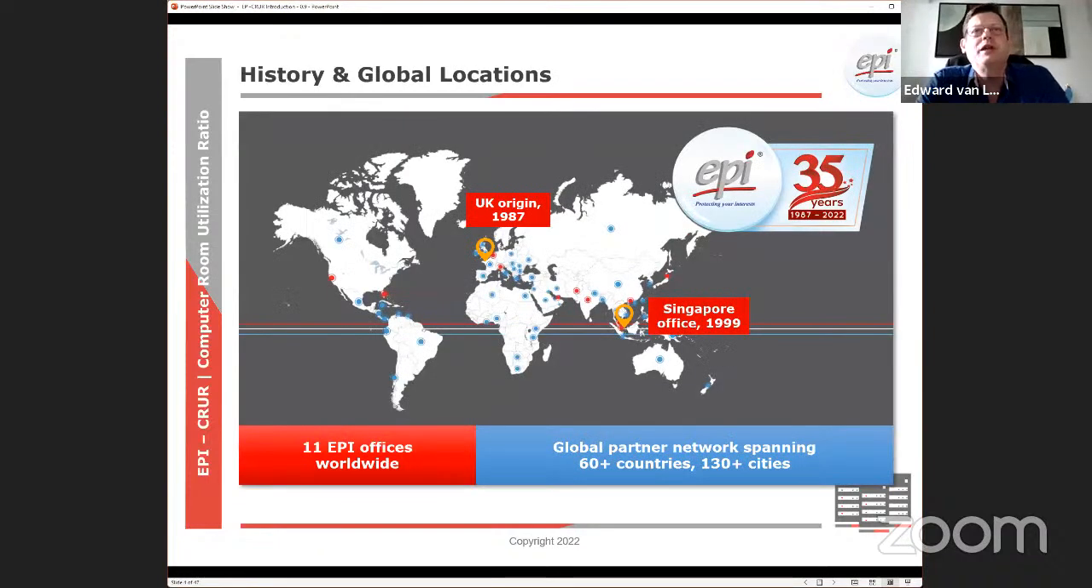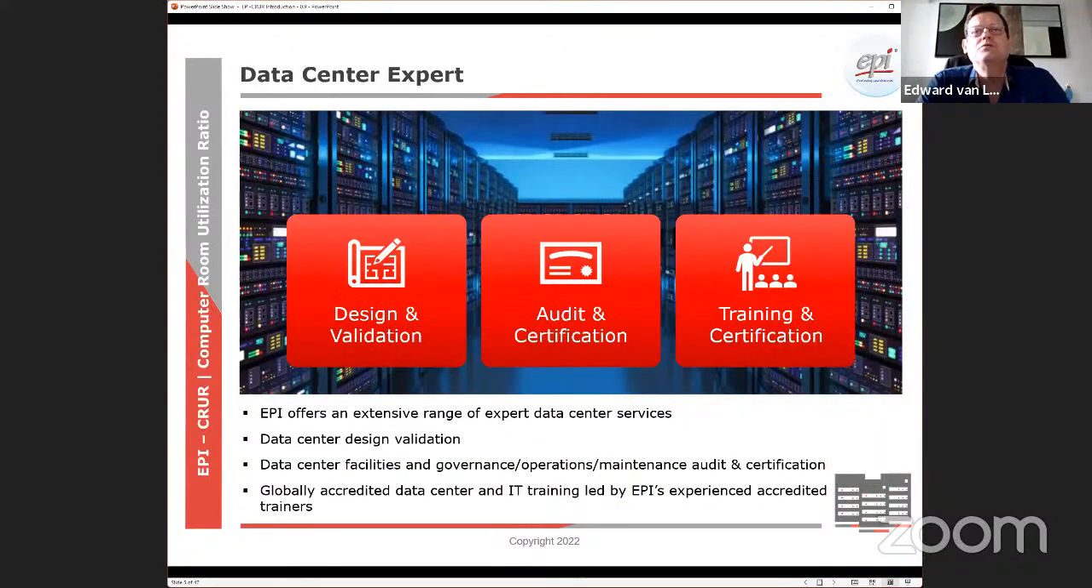So very quickly about EPI, originally out of the UK, started in '87, and in 1999 we moved the headquarters into Singapore, which is still the global headquarters, from which we are driving through 11 offices worldwide, various partners in the countries. We are present in over 60 countries through a large partner network. So we are quite established in the data center industry already for 35 years. And that is really where the focus is. It's all about data centers for us.